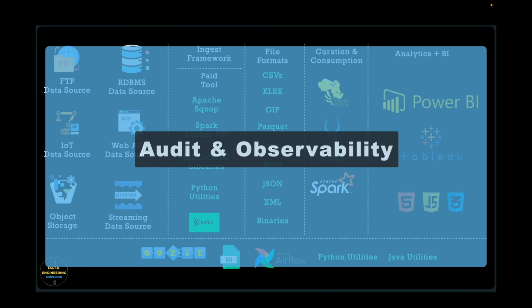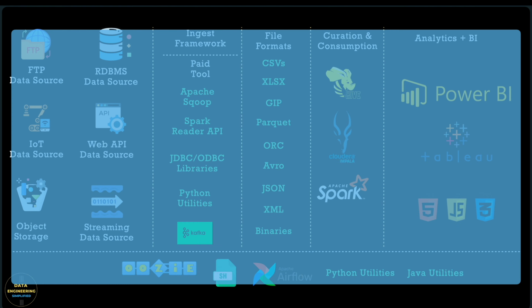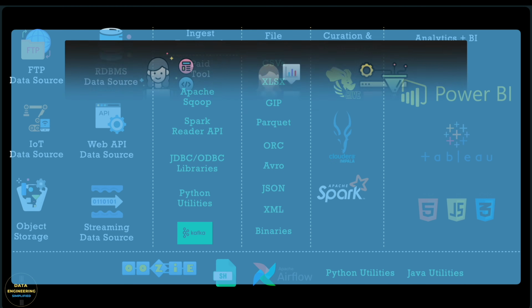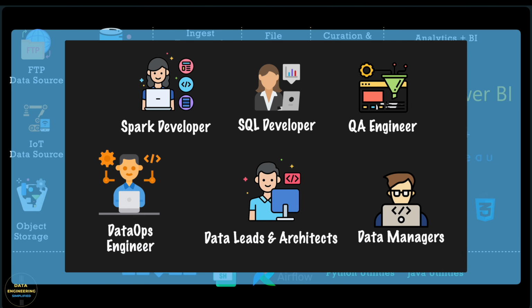How that framework will be migrated when you migrate and run your workload in Snowflake and Snowpark environment. In the context of this migration path, it is crucial to align various platform users such as Spark developers, SQL developers, QA engineers, data ops engineers, data leads and architects, and data managers.